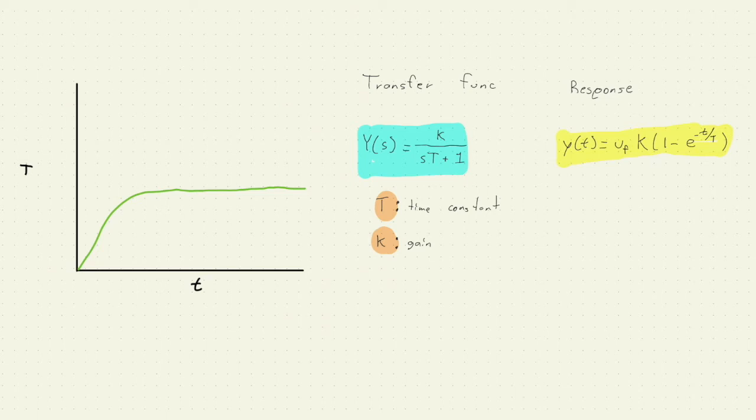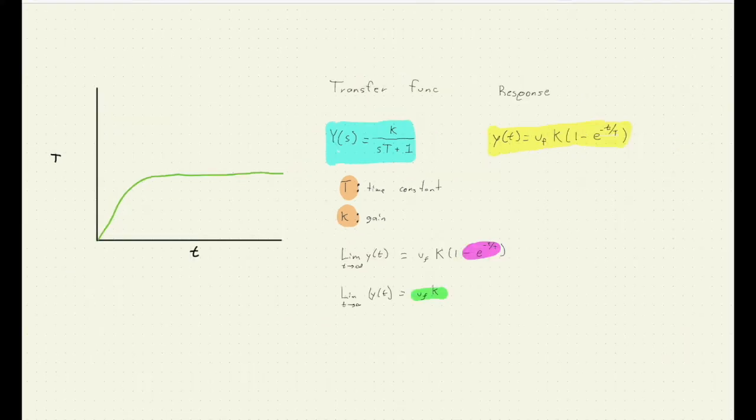This response and this transfer function depend on two parameters, the parameter k and the parameter t. K represents the gain and t the time constant. So if we know these parameters, we could represent the behavior of the first order model. In order to fit this model, we need to calculate these parameters.